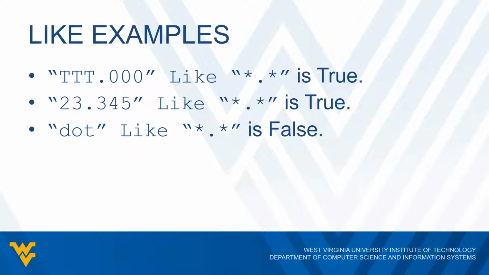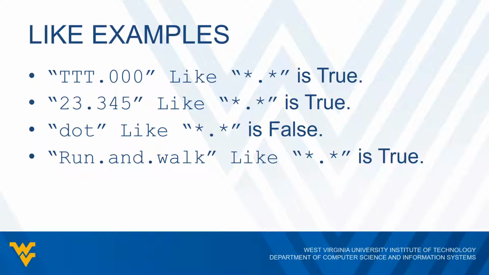Let's try this example, where we have the string dot. And does that match our pattern of star dot star? And the answer is no. So this is going to be false, because we see that there is no dot. The pattern pretty much says, is there a dot in our string? If so, this is going to be true. We see here, there's no dot. Therefore, this is going to return false.